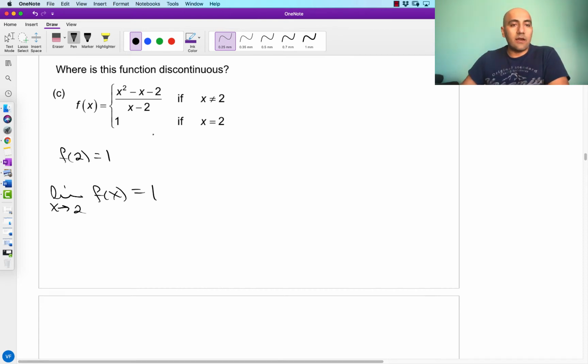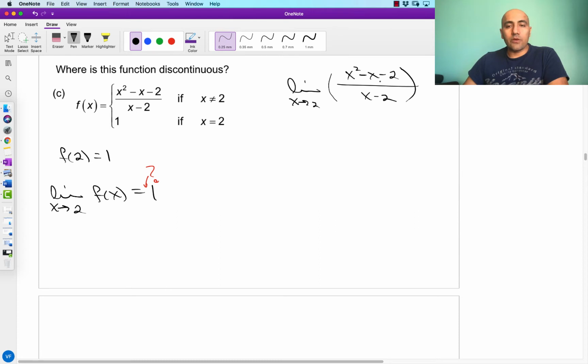So that would be a wish list, right? So I don't know if this is true or not, right? So that's what we're going to figure out right here. So let's figure out this limit. How do we figure that out? The limit as x approaches 2 of x squared minus x minus 2 divided by x minus 2. Well, we already figured out that if we let x equal 2, this whole thing is going to end up with a 0 over 0.